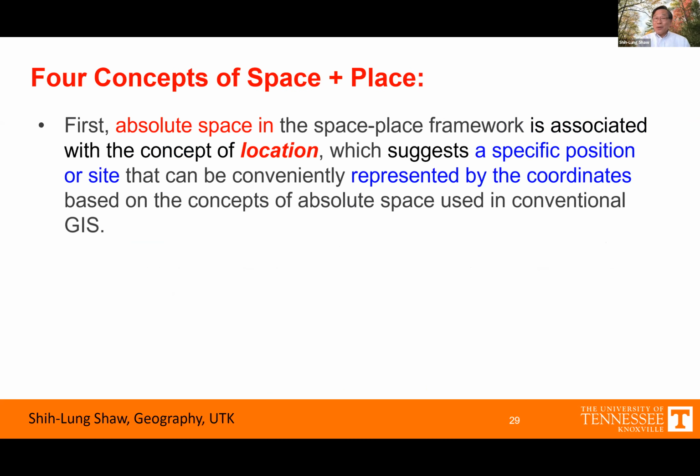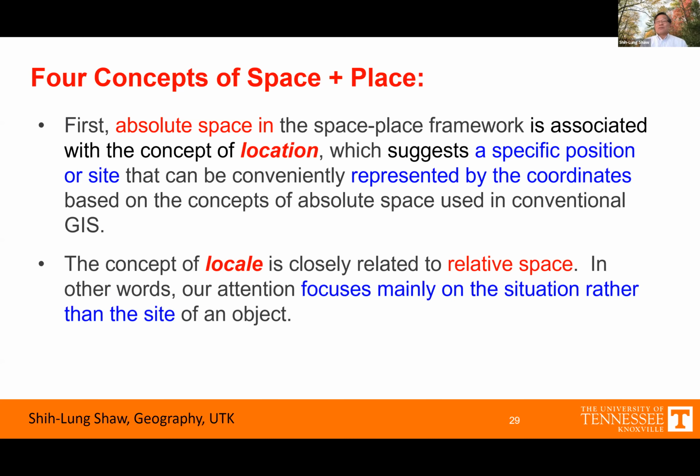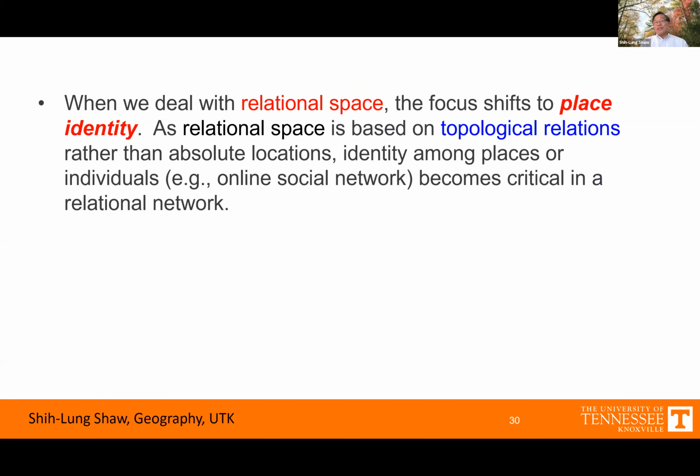To integrate these different concepts of space and place together in our framework, here is what we did. First, absolute space in our framework is associated with the concept of location, which suggests a specific position or site that can be conveniently represented by XY or XYZ coordinates based on the concepts of absolute space. The concept of locale is closely related to the concept of relative space. In other words, our attention now focuses mainly on the situation rather than the site of an object. And when we deal with relational space, the focus shifts to place identity, like in our Facebook social network. The relations are more important than the absolute locations, and the individual identity is critical in a social network or in a relational space.